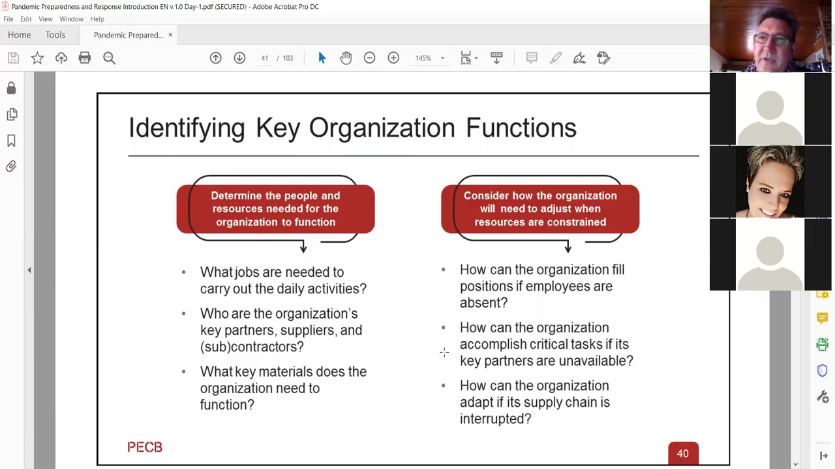Or go back to your business impact analysis that you have conducted. And I can guarantee you, if business impact analyses are conducted now at the moment, again, in view of COVID-19, I can guarantee you the business impact analysis is going to be different. On the right-hand side, consider how the organization will need to adjust when resources are constrained.